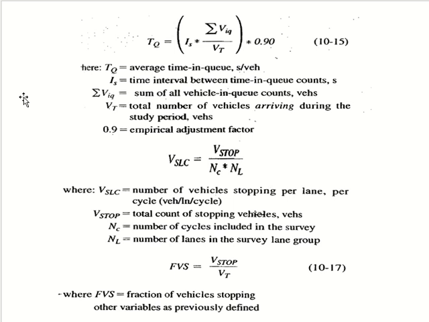Then we have VT, which is the total number of vehicles which arrived at the intersection. And which observer is doing this? Observer number 2. The first two values, IS and VIQ, are from observer 1, the VT from observer number 2. The next thing we calculate is VSLC, vehicles stopped per lane per cycle.